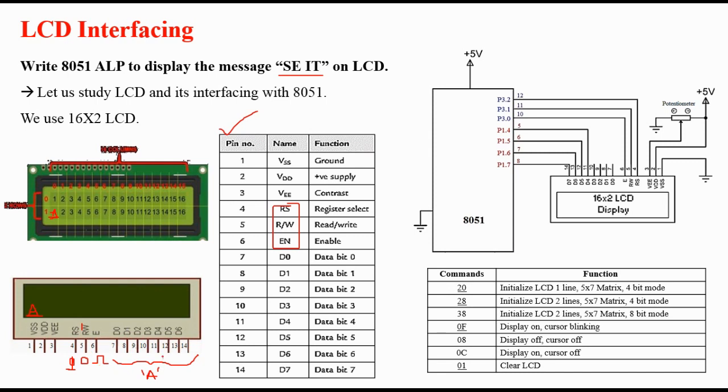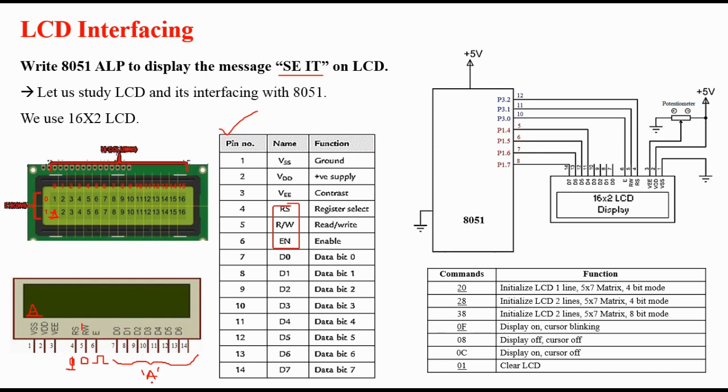When we send a command, obviously RS should be 0 and RW should be 0. The moment we send the command, it should be toggled. So the command which is appearing at those pins will go in and it will get executed.